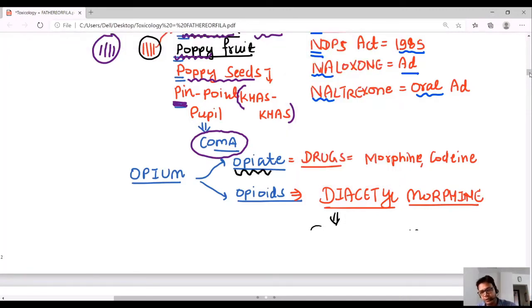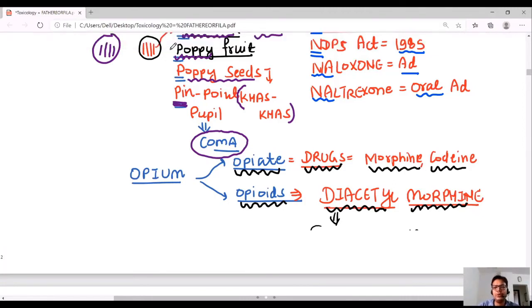Now, sir, from opium we have two products. One is opiate. Opiates are actually drugs, from opium. Drugs are morphine and codeine. Opiates are drugs. Opioids are derivatives of morphine. Example is diacetyl morphine.